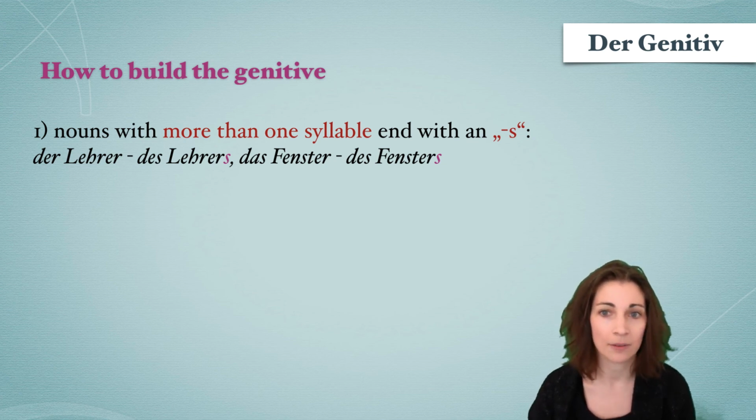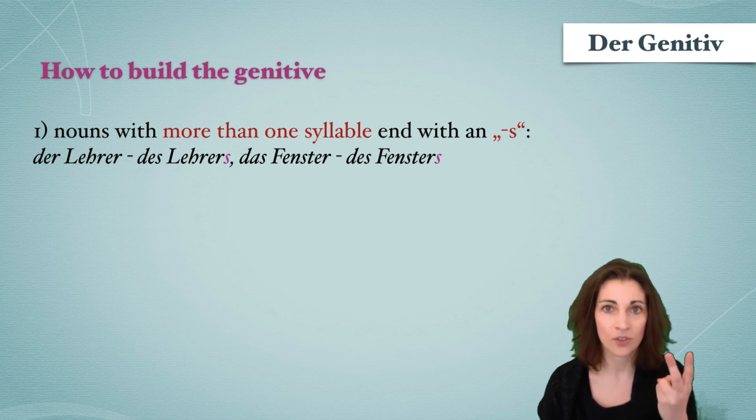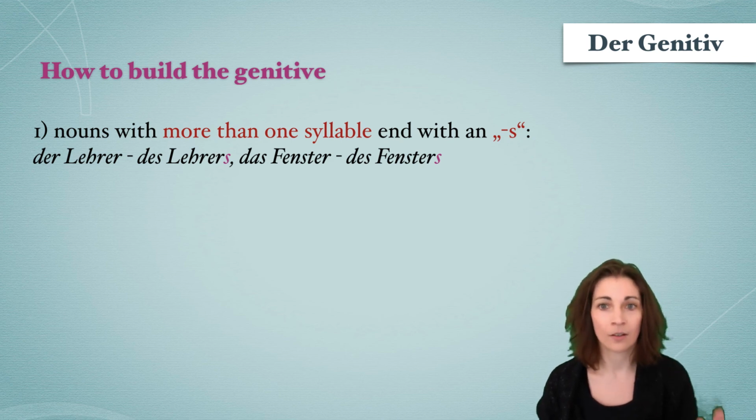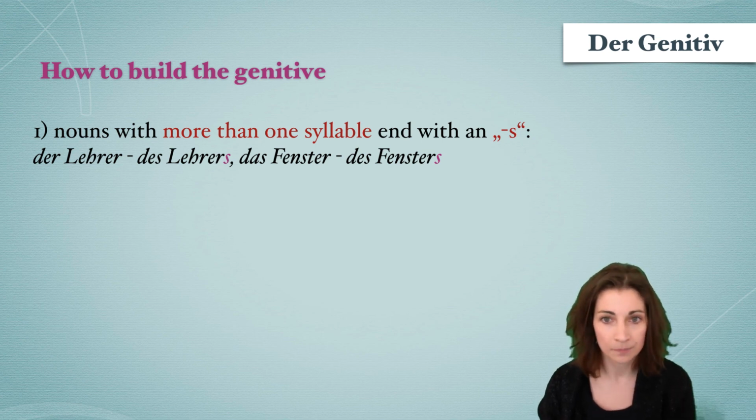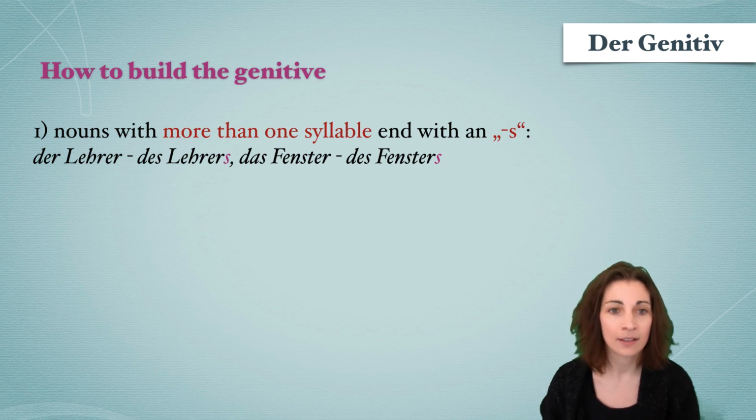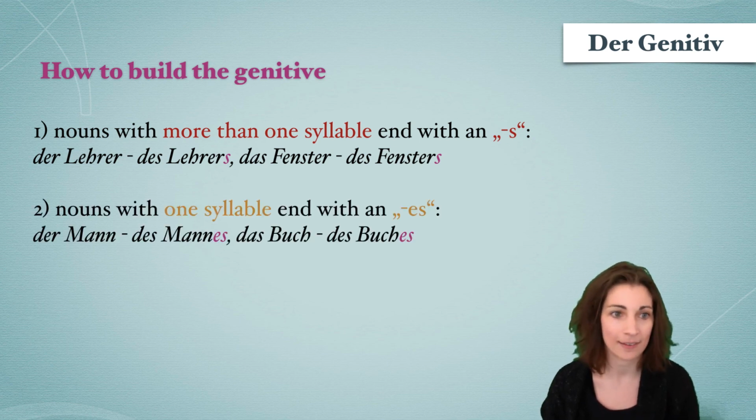So for example, Lehrer has two syllables, Lehrer. So all of the nouns that have more than one syllable get an S for the genitive. So it would be der Lehrer, but the genitive would be des Lehrers. You see the purple S. Das Fenster, also two syllables, des Fensters with an S.